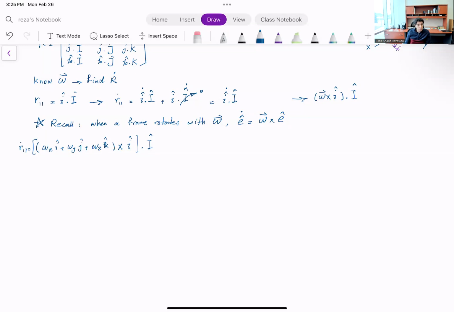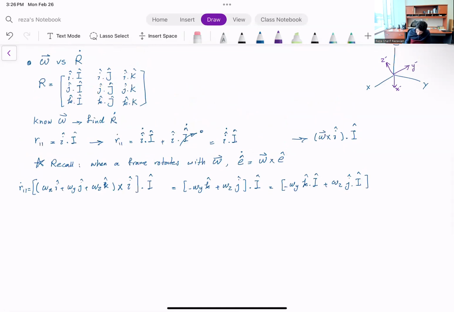So I can do the cross product individually between components. I cross I is zero, so the first one disappears. Then I have minus omega y k plus omega z j, dot I. I can bring the big I inside. So it is minus omega y, let me check if I have my signs correct, yes, little k dot big I plus omega z, little j dot big I.